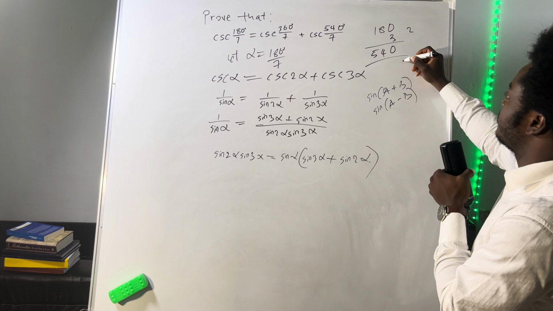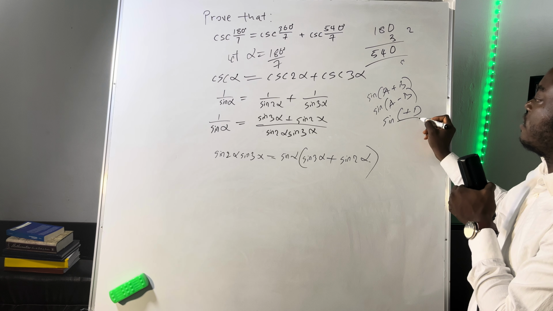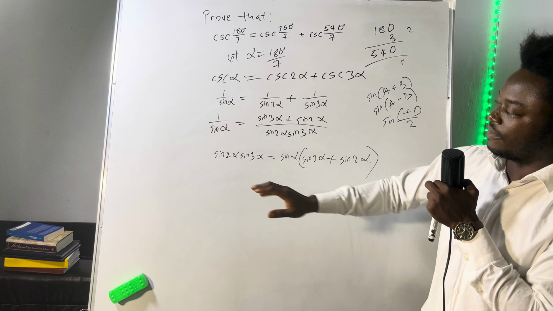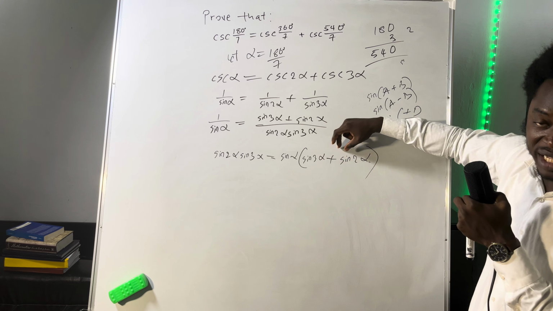And even if you're going to do the sine of c plus d over 2, 5 alpha over 2 is a fraction, so it's not going to equal what is on the left hand side. So what I'm going to do is, how do you handle this now?